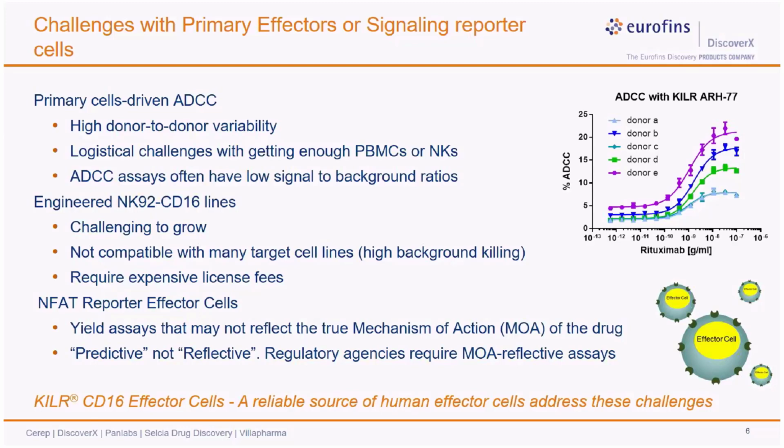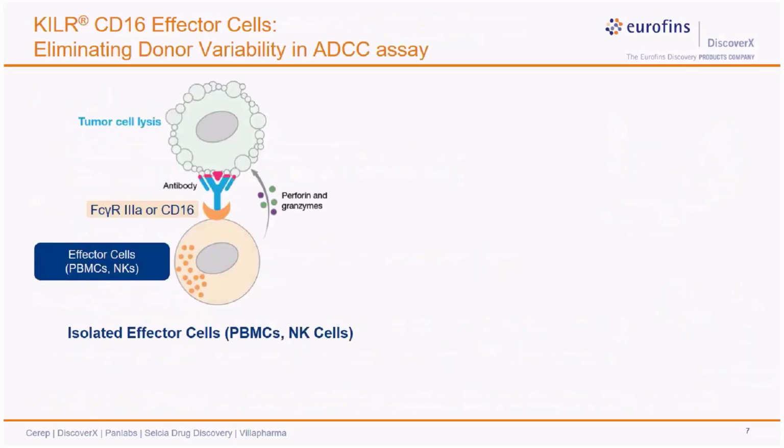Let's move forward and let me give you a quick overview comparing our killer CD16 effector cells with these primary cells. In the schematic on the left here, I have shown an effector cell such as a PBMC or an NK cell found in the body. These cells endogenously express a CD16 receptor on their surface that engages with the FC region of the antibody, as we discussed earlier. Upon engagement with the antibody through the CD16 receptor, these cells are activated and release enzymes like perforins and granzymes that kill the target tumor cells.